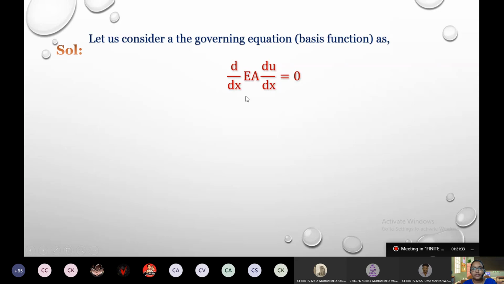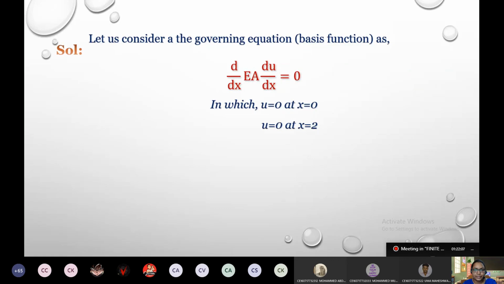All right, now we are taking this as our basis function, governing equation. Now for this, the boundary conditions are also mentioned. If you see the figure clearly, at x is equal to 0, because it is fixed, there is not going to be any displacement happening, so u is equal to 0, and at x is equal to 2 also it is fixed. If you check the figure clearly, the displacement will be 0, so the boundary conditions are specified.